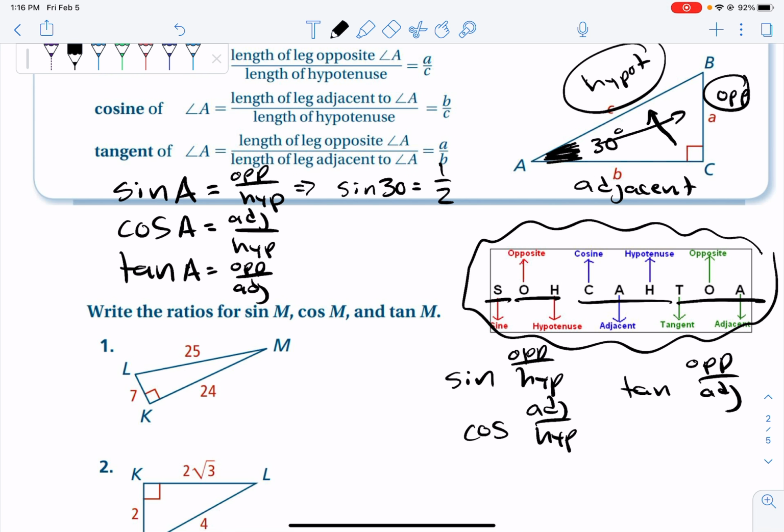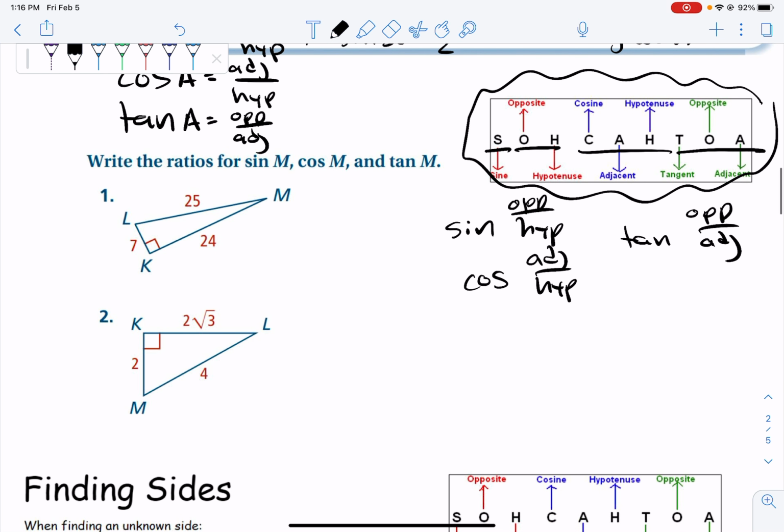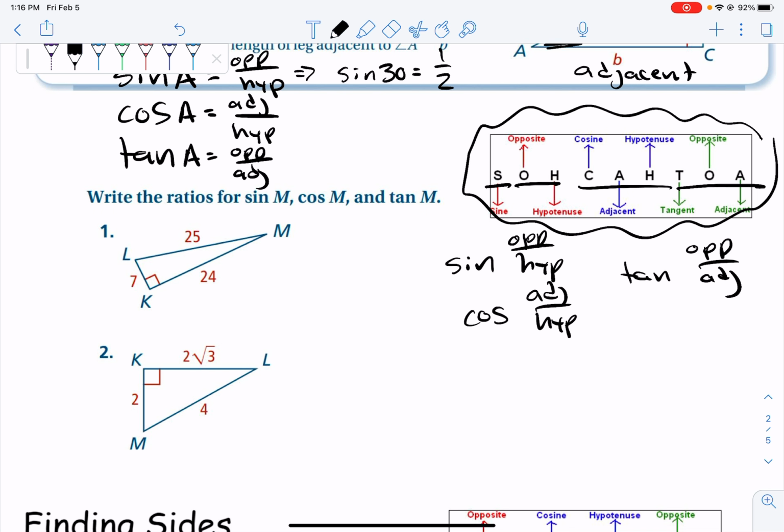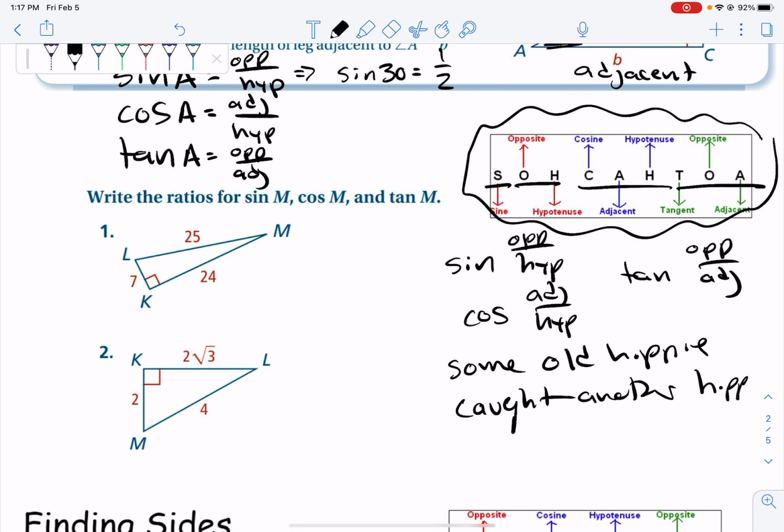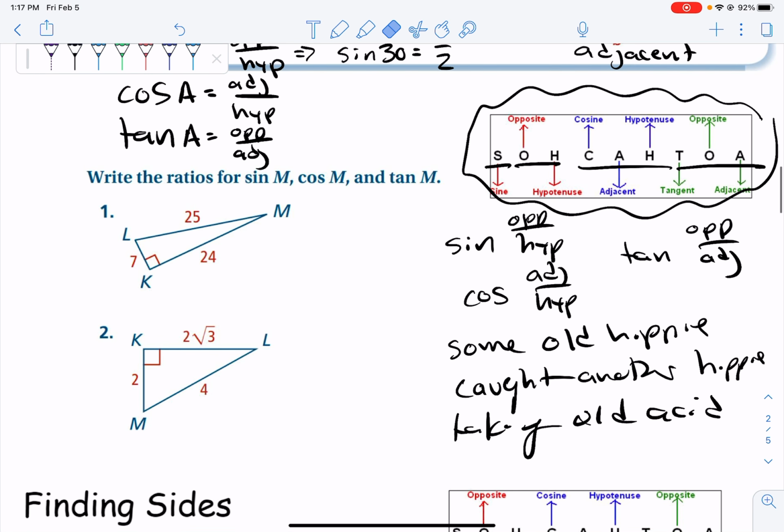My favorite is one that actually Mr. Goodrich taught me a long, long time ago, back when I was in high school. And the way that he remembers SOHCAHTOA is he came up with, I don't even know what it's called in language arts, but he assigned a different word for each letter. So instead of SOHCAHTOA, what he says is that some old hippie caught another hippie taking old acid. Okay, so this one, I think this stands out because some old hippie caught a hippie taking old acid. That is a phrase that is going to stick with you for a little while, and it always made us chuckle back in high school.